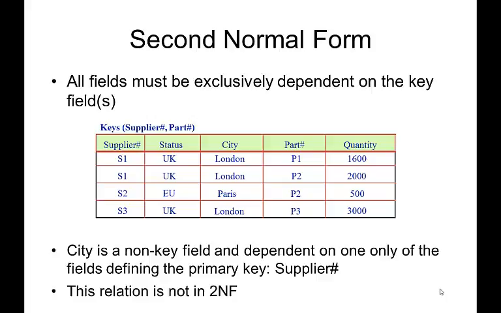Now, city is a non-key field. It's not part of the key. The primary key is supplier ID and part number in this table. It's a composite key of the supplier and the parts.